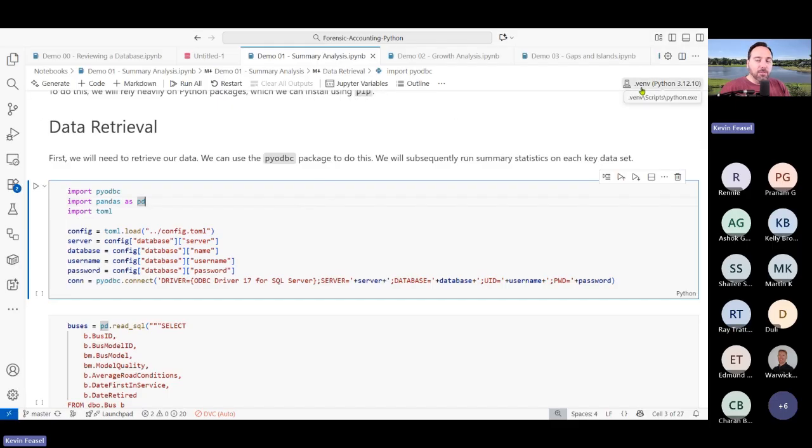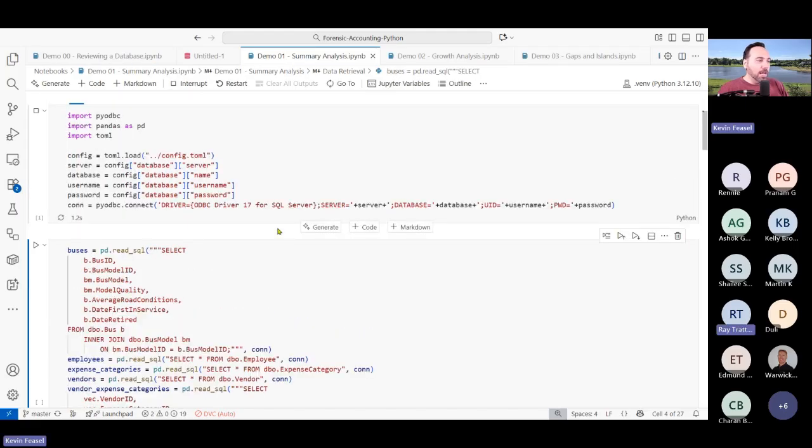I am already in a virtual environment in Python that allows me to isolate out my requirements, my packages that I want to install, from anything else installed on my system, Python related. And I already have things installed: PyODBC, Pandas, and Toml. Toml is so that I can load a configuration file that connects out to my Azure SQL database and has my username and password. That way I don't have to show it to you on the screen, because this is getting recorded. I am going to connect to this database.